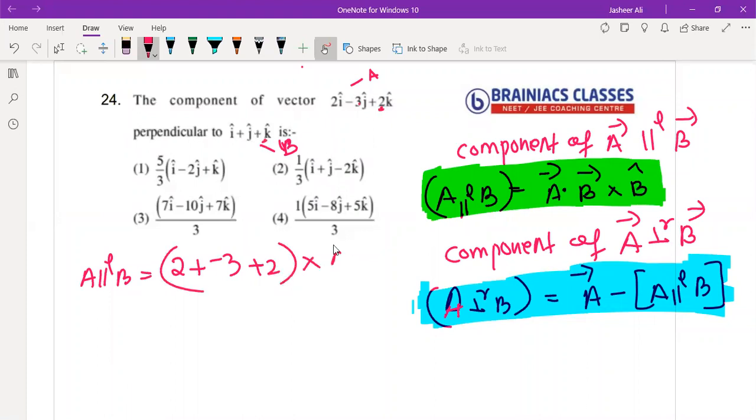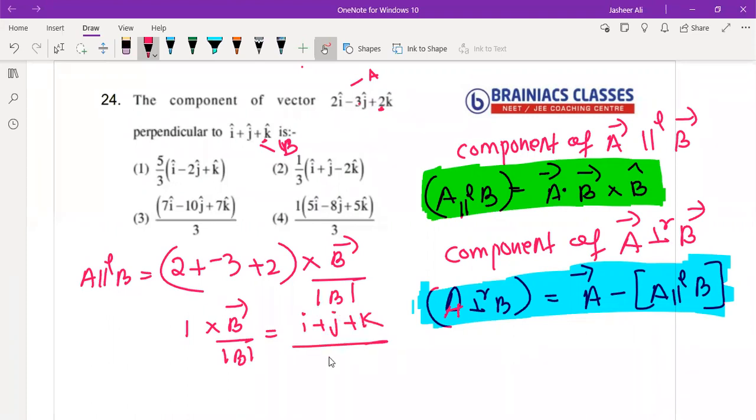Unit vector B means that vector divided by its magnitude. That is what it means. So we are adding this 2 to 4. So 4 plus minus 3 means 1 will come. So 1 into vector B divided by magnitude of vector B. What is vector B? Vector B is I plus J plus K. When we take its magnitude, I squared is 1 squared, J squared is 1 squared, K squared is 1 squared. We need to take the squares for the magnitude. All are 1 squared, 1 squared, 1 squared.